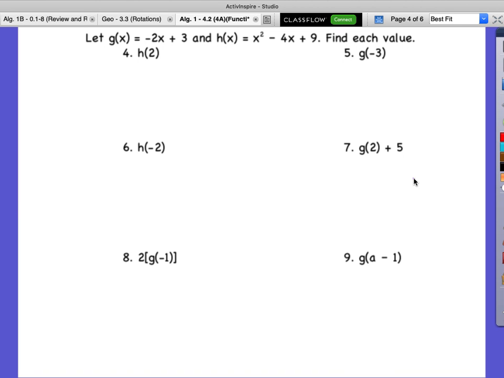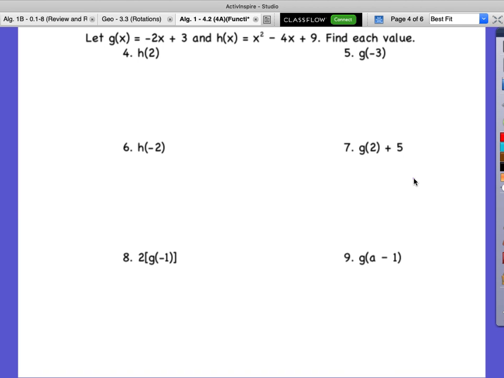So if we're saying evaluate what h of 2 is, which of these functions are we going to use? Are we going to use the g of x or the h of x? The h of x. You're going to use the h of x, right? It tells us h of 2. So we take the h of x function, and what are we going to do to it? We're going to make each of these x's 2.